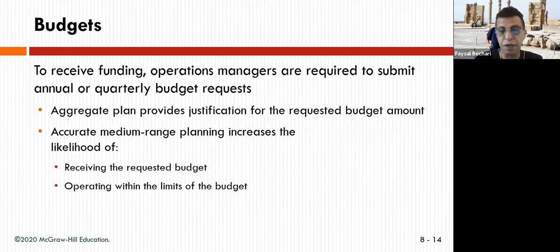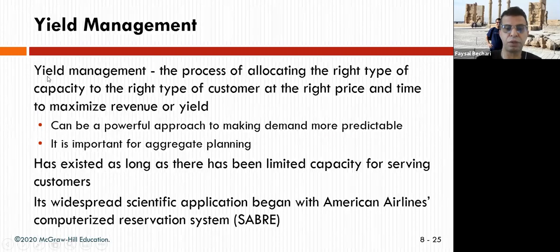Accurate medium-range planning increases the likelihood of receiving the requested budget and operating within the limit of the budget. So if you're very accurate, definitely through the history, you will build enough credit with the finance department, with the management, and you will get your budget exactly, and it will also help you to plan and spend according to your budget.